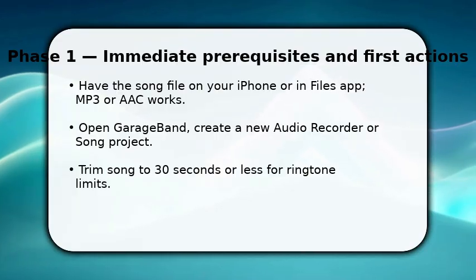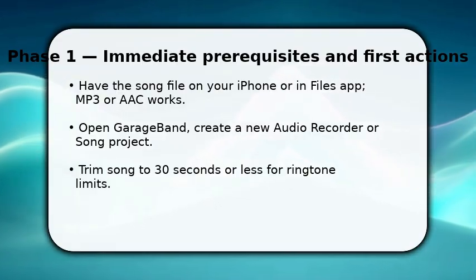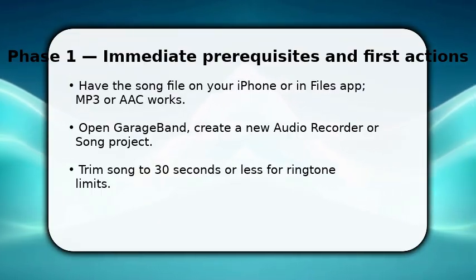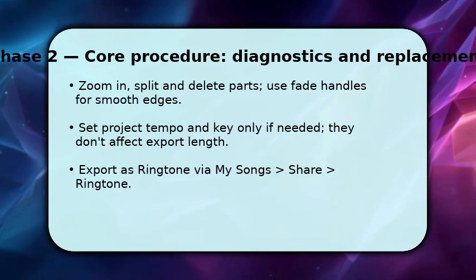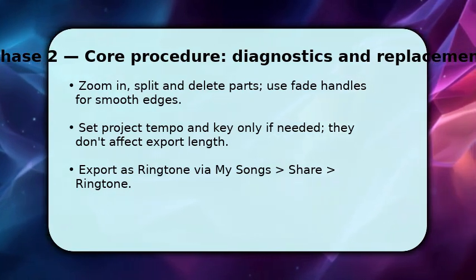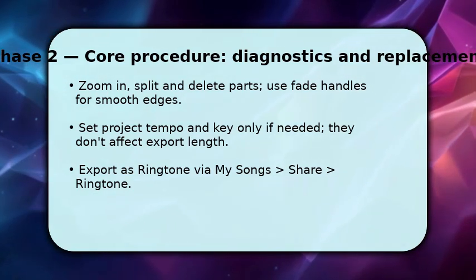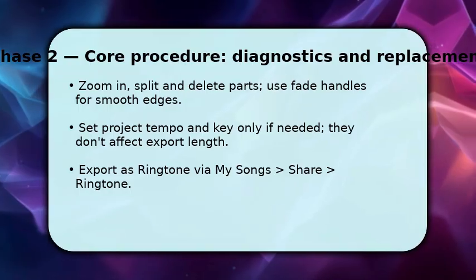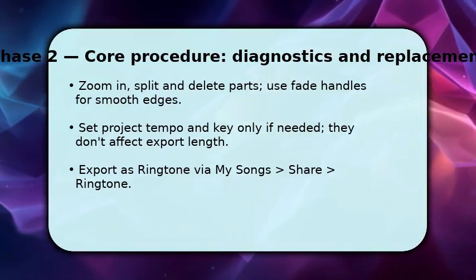Ringtones must be short. Then make sure the region is exactly where you want the ringtone to begin. This prevents awkward cuts later. Now focus on precise editing. Zoom the timeline, split its start and end points, and delete everything outside your chosen 30-second region. Apply quick fades at both ends so the ringtone sounds natural when the phone rings.